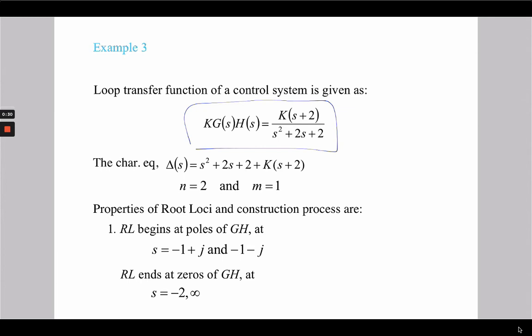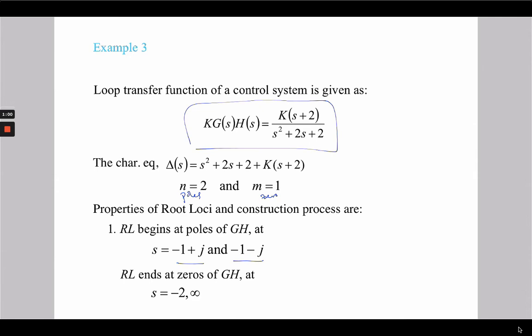We know that n equals 2, which is the number of poles, and m equals 1, which is the number of zeros. Using the quadratic equation, we can find the poles at negative 1 plus j and negative 1 minus j. The root locus begins at the poles of GH, and the root locus ends at the zeros of GH.